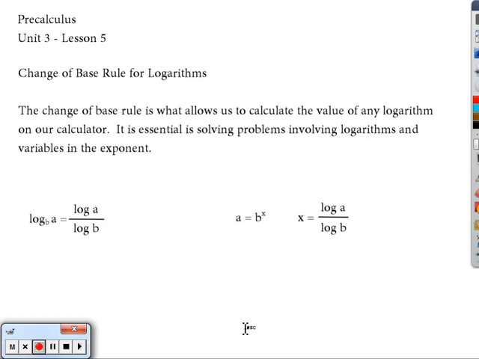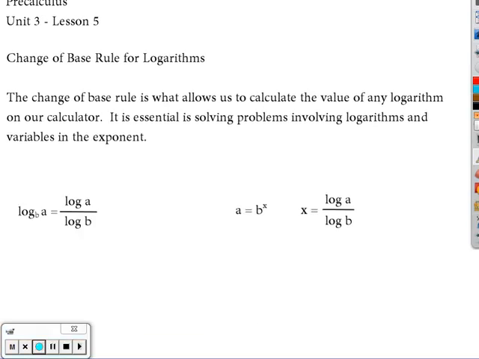Change of base for logarithms. The change of base rule is what allows us to calculate the value of any logarithm on our calculator. It is essential when we're solving problems involving logs and/or exponents, or variables in the exponents. There are two ways to look at the change of base formula here.